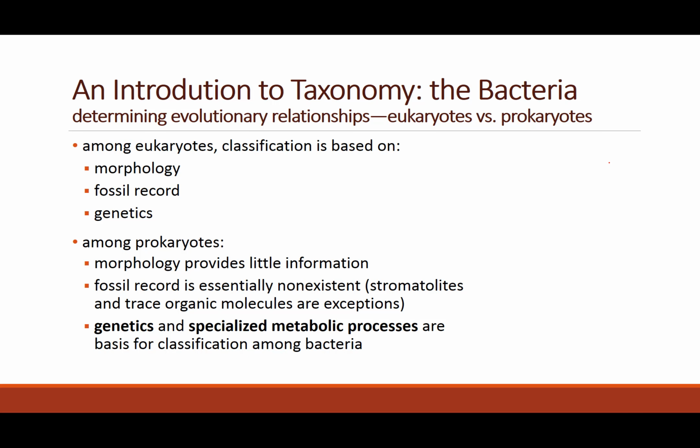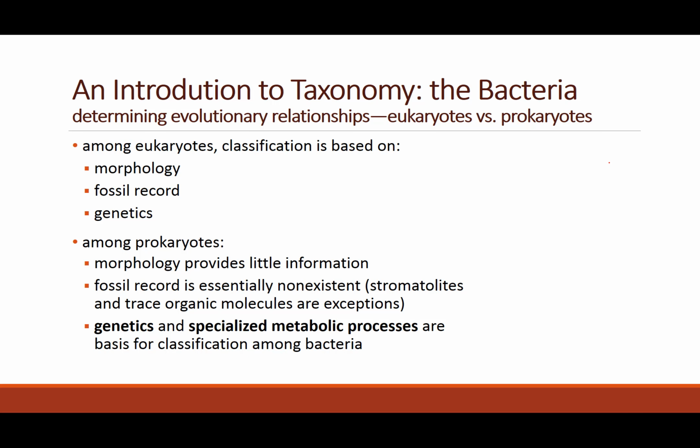So how do we do this job that is now part of systematics, where we try to make strong statements about what we understand the evolutionary relationships among the bacteria to be? Well, for comparison, in eukaryotes, we can use body shapes and body structures. We can use the fossil record. We can use the genetics. All of these are useful tools.